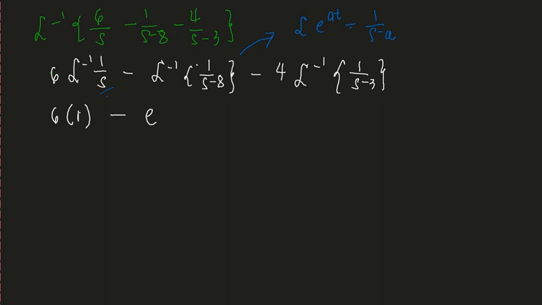e raised to 8t, minus, so we have 4 here, so automatic this is equal to e raised to 3t. So our final answer will be 6 minus e raised to 8t minus 4 e raised to 3t. This now will be our final answer.